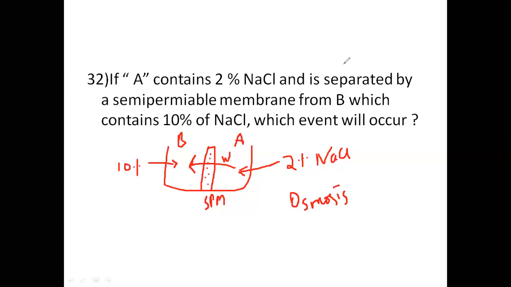Just see the options over there: 0.1 osmol, 0.2, 0.3, 0.4. Which is the option? D is the option over there.